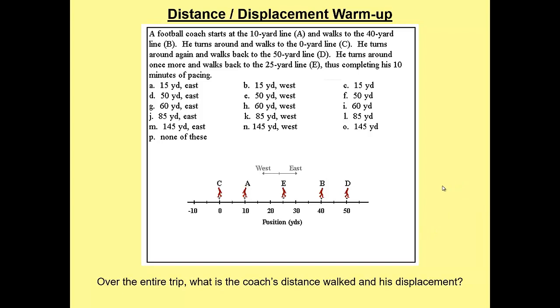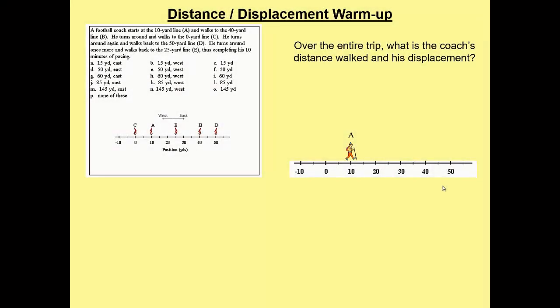All right, welcome back. So, distance and displacement. So let's start out with the first thing. Let's find his distance walked. And I'm going to have my little coach guy down here, and he's actually going to walk what it talks about in the picture. So notice he starts at the 10-yard line, which is A, and then he walks to the 40-yard line. So there he goes to the 40-yard line, which they're calling B.